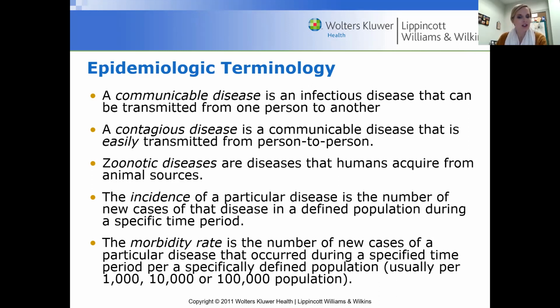The morbidity rate is actually pretty similar. It's a number of new cases of a particular disease that occurred during a specific time period per a specifically defined population. So really kind of the same idea. The term that I will actually use more frequently, so I'll tell you, is incidence. Morbidity is typically used when we're talking about something that maybe occurred previously, that we're talking about the morbidity rate of back in 2019 or whatever, sometimes we refer to it that way. The morbidity rate was this, that we saw this many new cases.